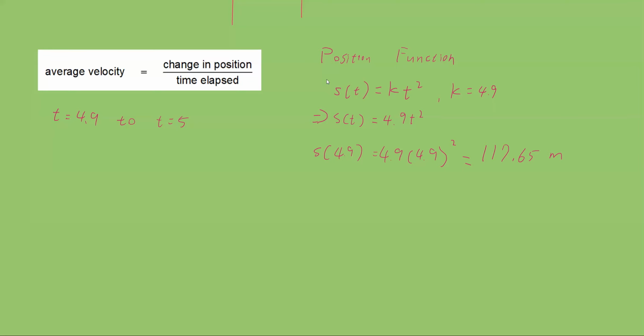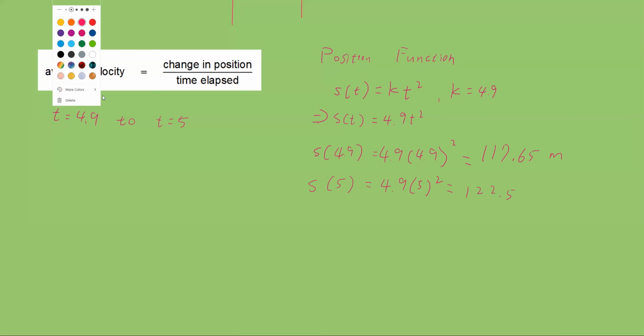And let's find out what s of 5 is, after 5 seconds. So 4.9 times 5 squared, and that's going to be 122.5. Okay, so we have the change in position between 4.9 seconds and 5 seconds, and we also know the time elapsed. We are able to find the average velocity.